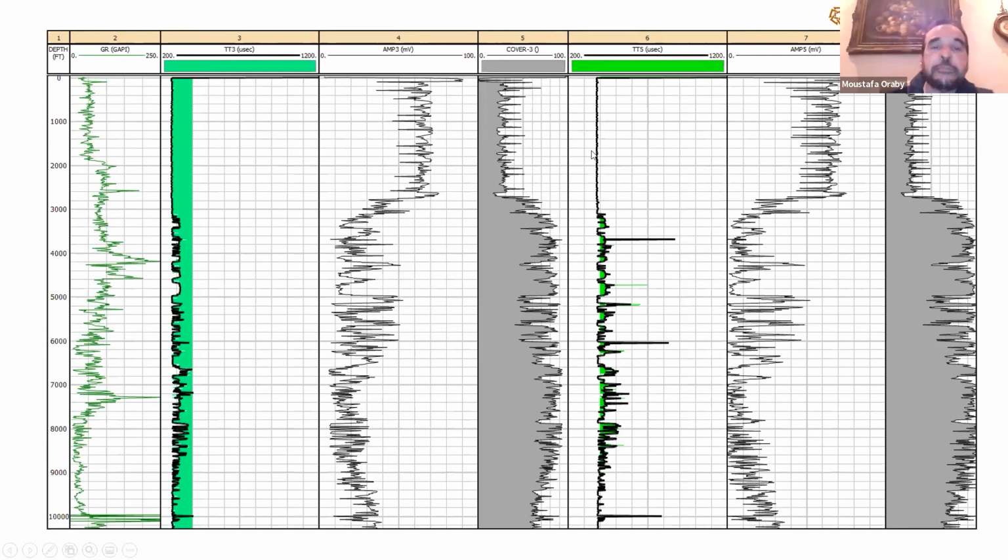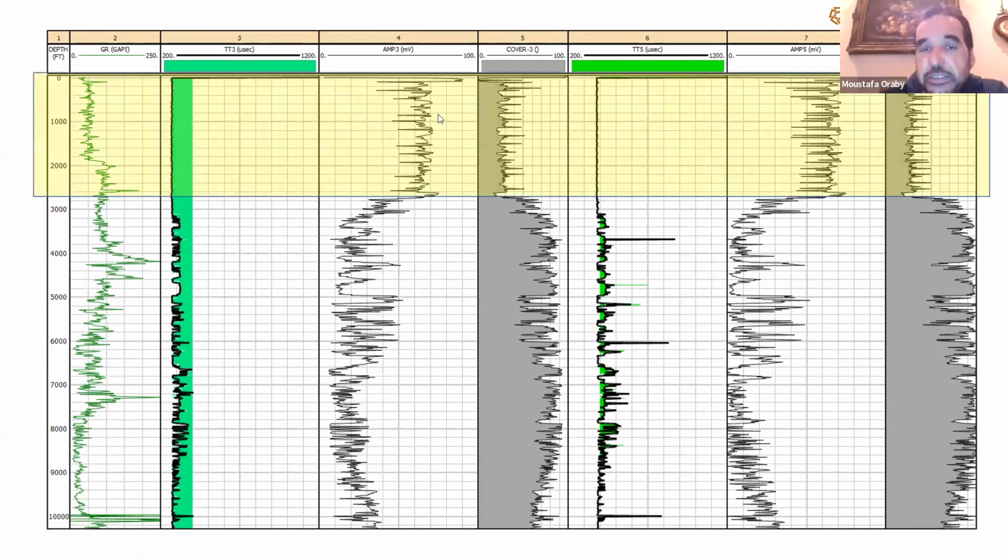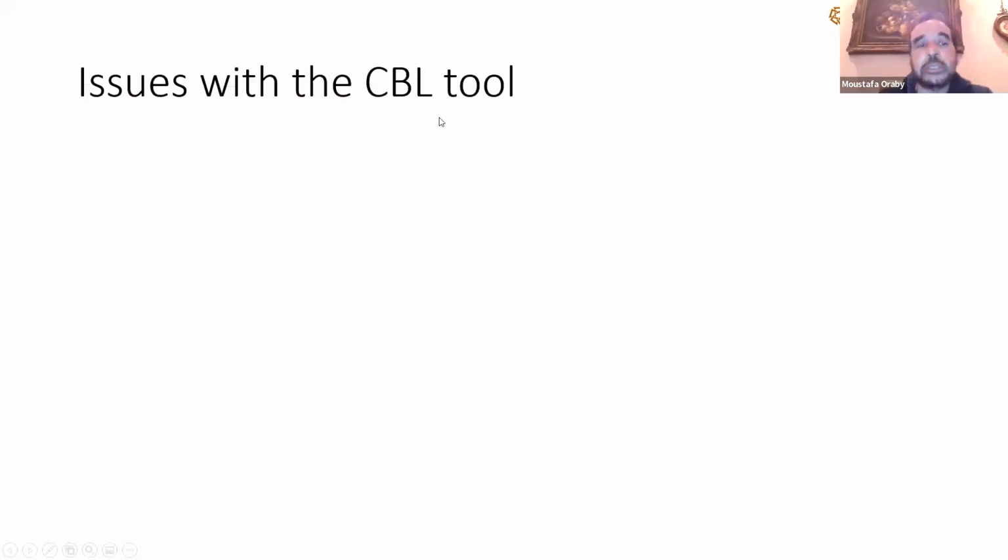Okay, so that's how we look at the bonding between the cement and the casing. So this is a very bad bonding here, and the other one is a better one. With this, we see that the CBL tool is a good tool in finding out this bonding, but it actually has some drawbacks. The drawback of the CBL is that when I tell you there is not really a bonding between the casing and the cement, you have no control, and you cannot visualize the 360 degrees around the well bore.